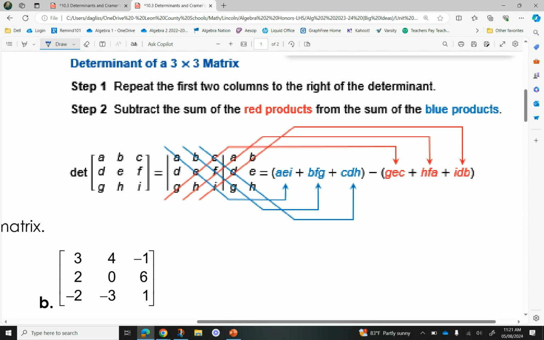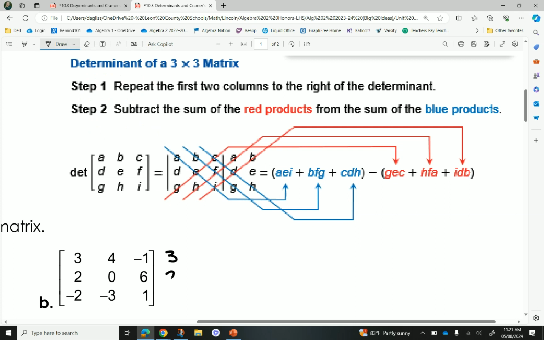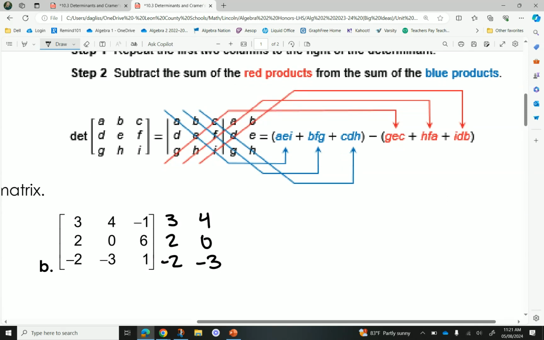Now, I need 3 things to multiply together when I do this. So if you'll notice, the first 2 columns get rewritten at the end. See the ADG and BEH? It got rewritten again, okay? And that has to happen. So you have to rewrite. So for this one, 3, 2, negative 2, 4, 0, negative 3. So you rewrite the first 2 columns. Okay? Because it's a 3 by 3, we should be multiplying 3 things together.